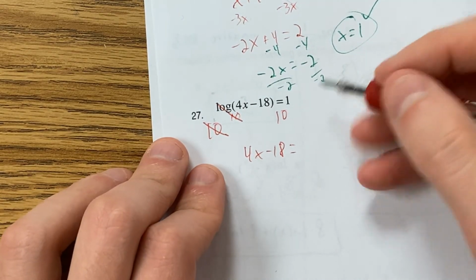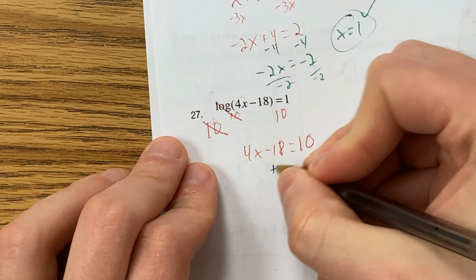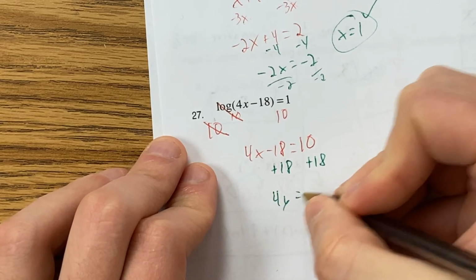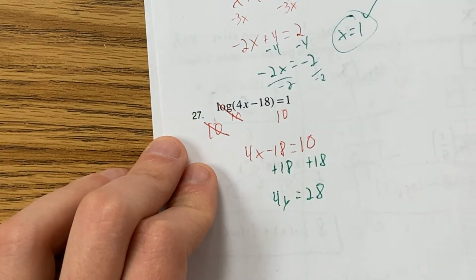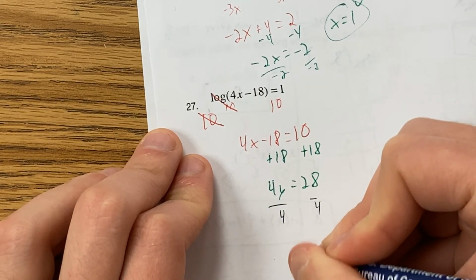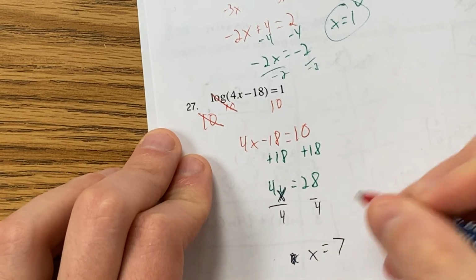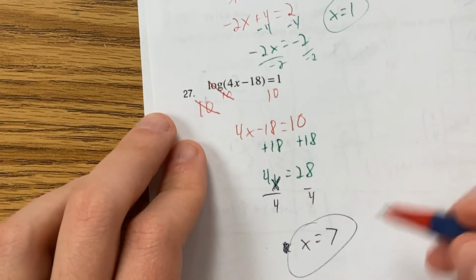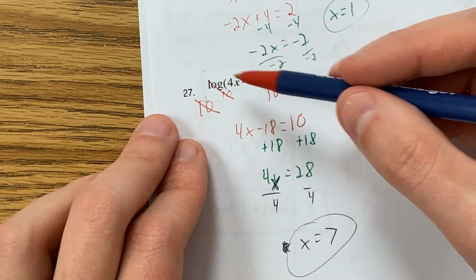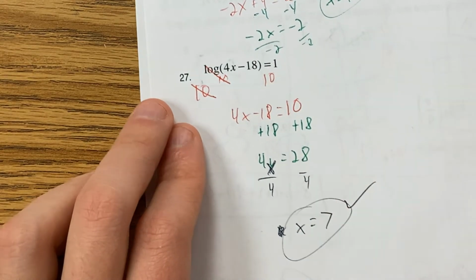10 to the first power is 10. Add 18. Divide by 4. No, I don't know why I did that. Whatever. So x equals 7. 7 times 4 is 28. 28 minus 18 will be positive, so it works out.